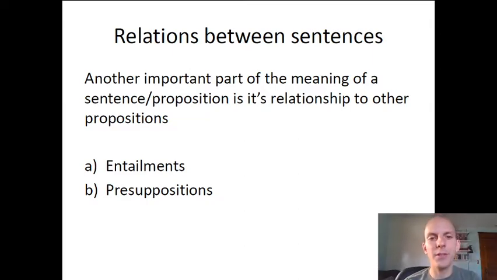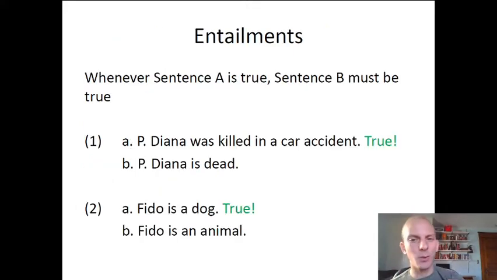So without further ado, let's hop right into entailments and see what we're dealing with. Like I said, the first relationship that we're going to be looking at is between pairs of sentences, sentence A and sentence B. In example 1 here, the A sentence is Princess Diana was killed in a car accident, and the B sentence is Princess Diana is dead. Sorry for the morbidity here on a Monday morning.